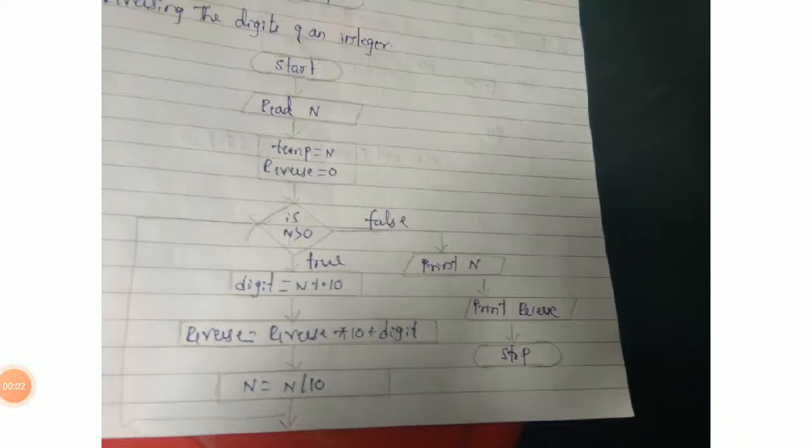Hello everyone. Today we will discuss two more examples of flowcharts. The first one is to reverse the digits of an integer.